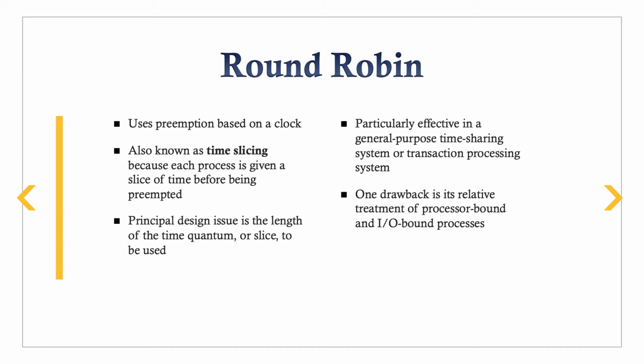Now, round robin is effective in a general purpose time sharing system, right, or a transaction processing system, but there is a drawback, and you'll find out that this is a theme. There's always a drawback. It's the relative treatment of processor-bound and I/O-bound processes.